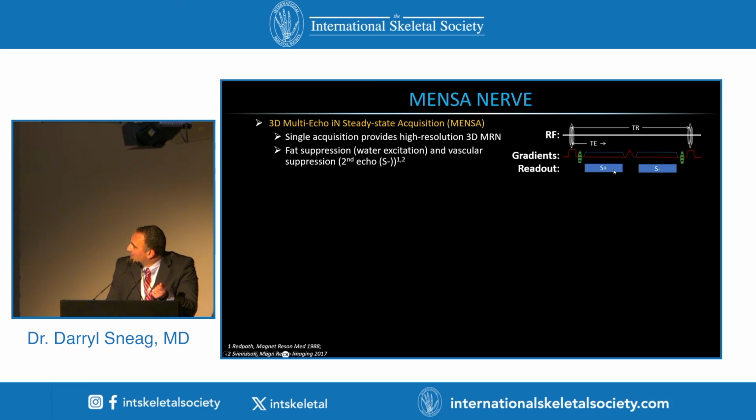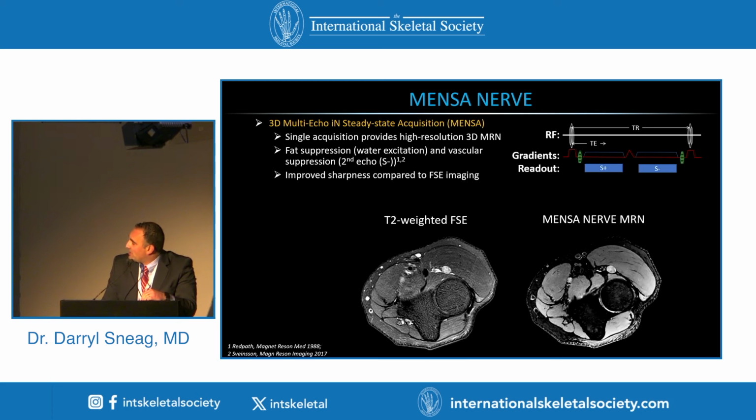You get two echoes, an S+ and S- echo, and the S- echo is really the one that we're after. Although the SNR is lower, it provides greater T2 weighting and, at the same time, excellent fat suppression, but also improved vascular suppression. So it's the S- echo which we can extract. It, in my experience, has improved sharpness compared to FSE imaging. I'll just show you an example. On the left here is a T2-weighted FLEX, that's a 2-point Dixon fast spin echo sequence. On the right is a MENSA nerve, second echo.